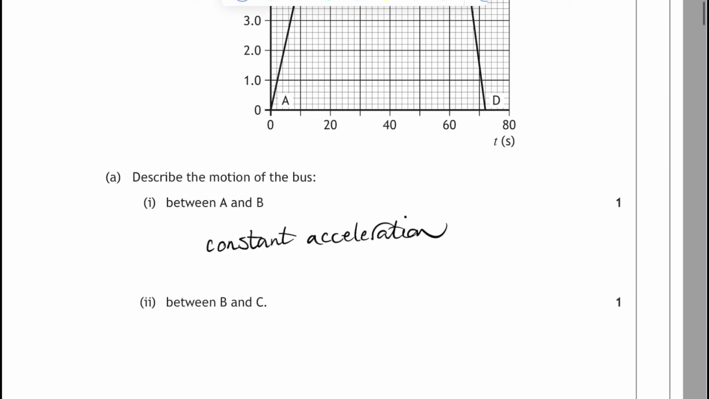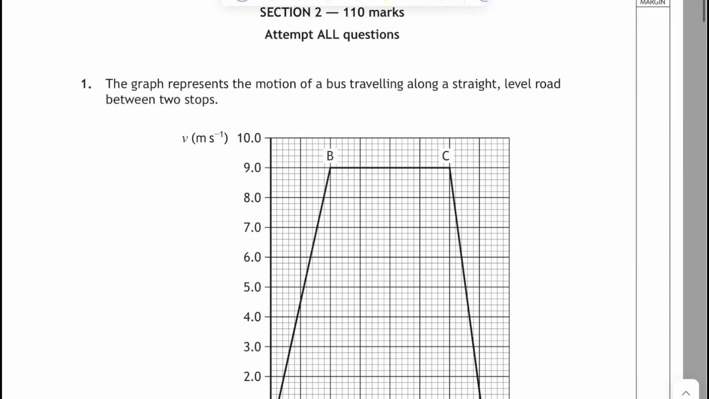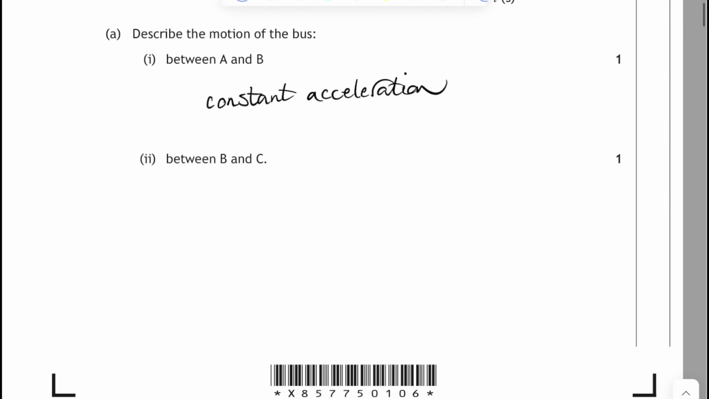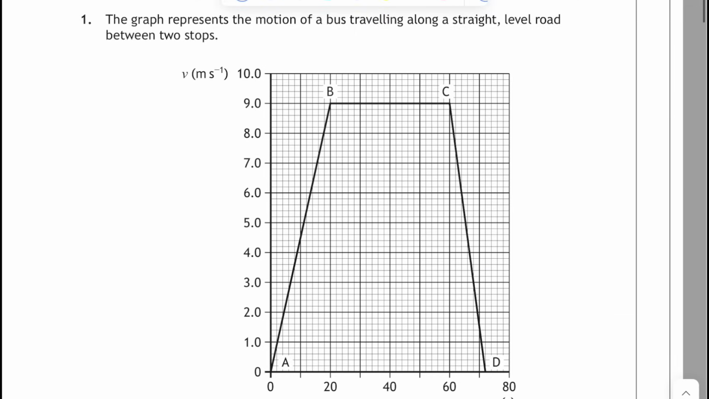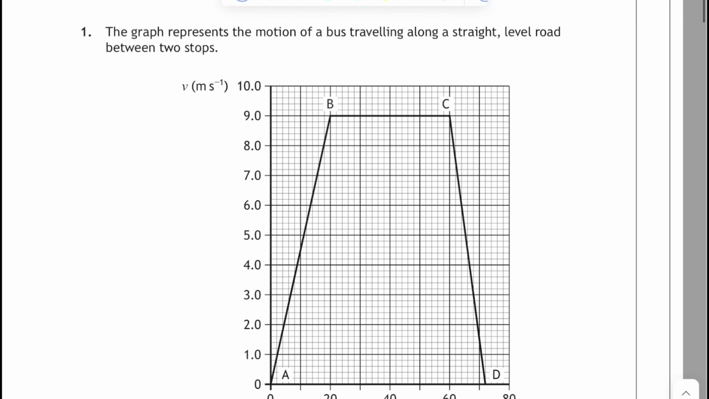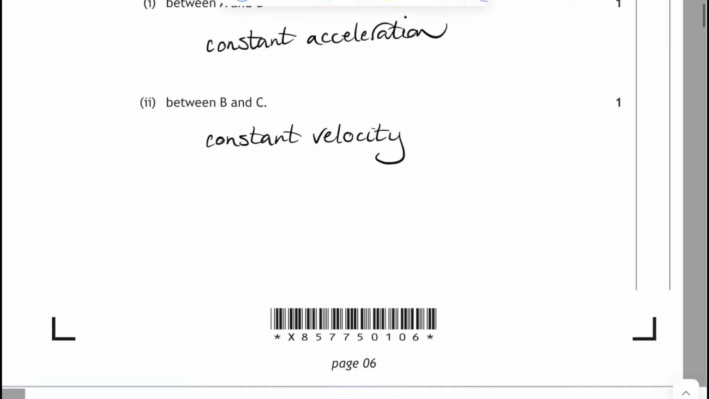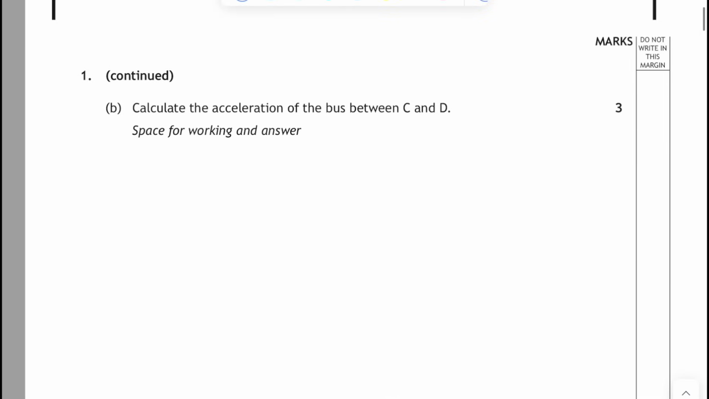And then we also have to describe the motion of the bus between points B and C. So have a look at the graph. It's a horizontal flat line. That means the speed is not changing. So it's got a constant velocity or a constant speed there. Then between C and D, it is slowing down. It's decelerating. The graph's got a negative gradient.